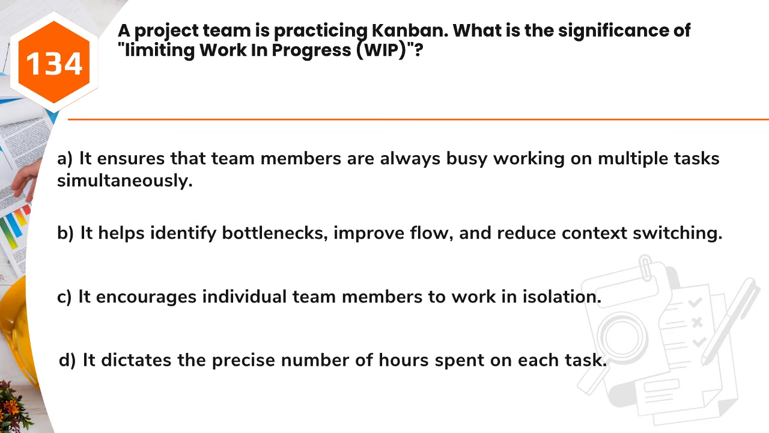Question 134. A project team is practicing Kanban. What is the significance of limiting work in progress, WIP? A. It ensures that team members are always busy working on multiple tasks simultaneously. B. It helps identify bottlenecks, improve flow, and reduce context switching. C. It encourages individual team members to work in isolation. D. It dictates the precise number of hours spent on each task.